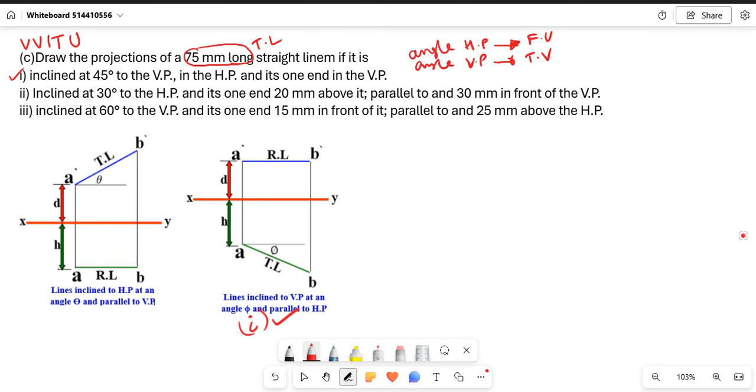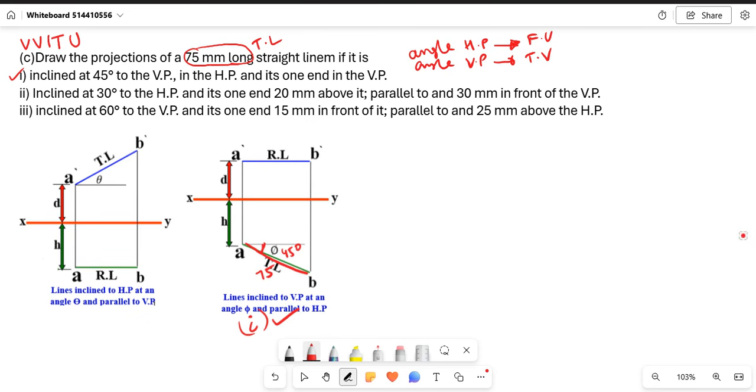So let us mark here the true length of the line. The length of the line is given as the true length of the line, 75 in the top view, with the true angle. This angle with VP is 45 degrees.